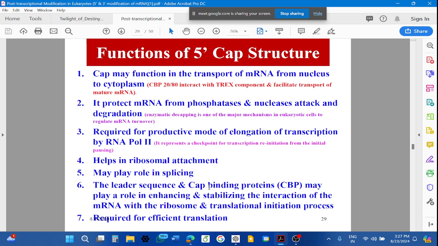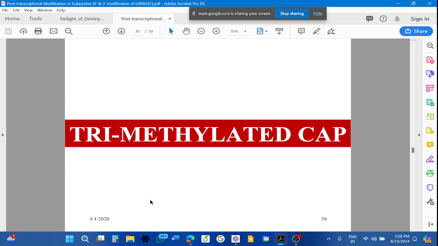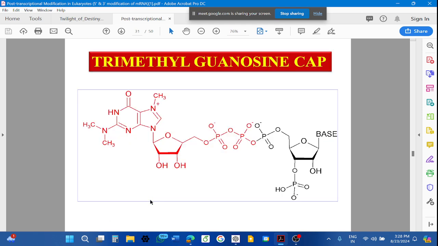And the leader sequence and the cap binding protein CBP may play a role in enhancing and stabilizing the interaction of messenger RNA with the ribosome. And of course in translation initiation, not transcription initiation, the ribosome binds on this particular messenger RNA, and this cap directs it, go in that direction or this direction. Also it holds the two subunits of the ribosome in a much stronger manner. We did not study trimethylated cap.